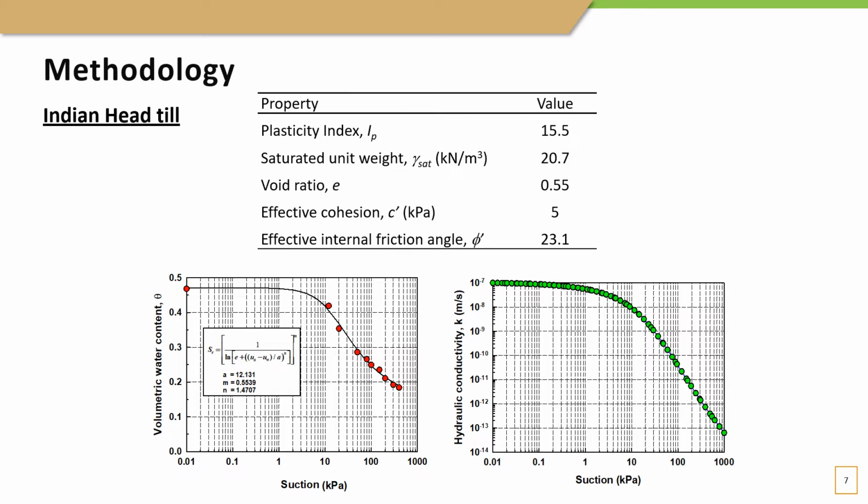Methodology. In this study, excavation was simulated on Indian Head till. Material properties are summarized in the table shown here. The curve on left represents the soil water characteristic curve for this material, and the curve on right represents the hydraulic conductivity function for the same material.